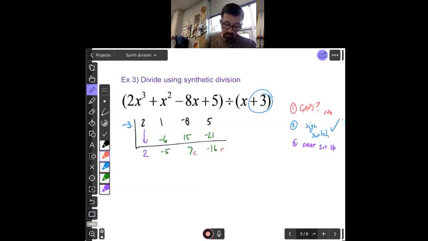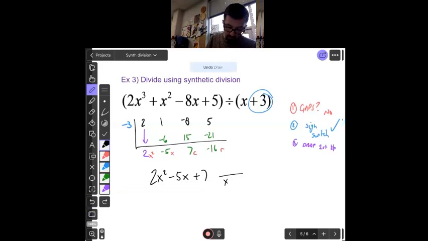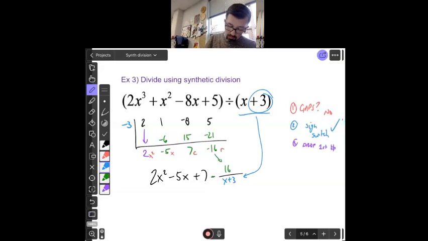R, C, X, X squared. So see how I'm topping out at X squared now? That's just how big the problem is. So 2x squared minus 5x's plus 7. I need some fraction of the divisor, right? X plus 3 is what I'm dividing by. There's a -16, so I'm going to write minus 16 over x plus 3. So fraction of the divisor. There's our quotient.